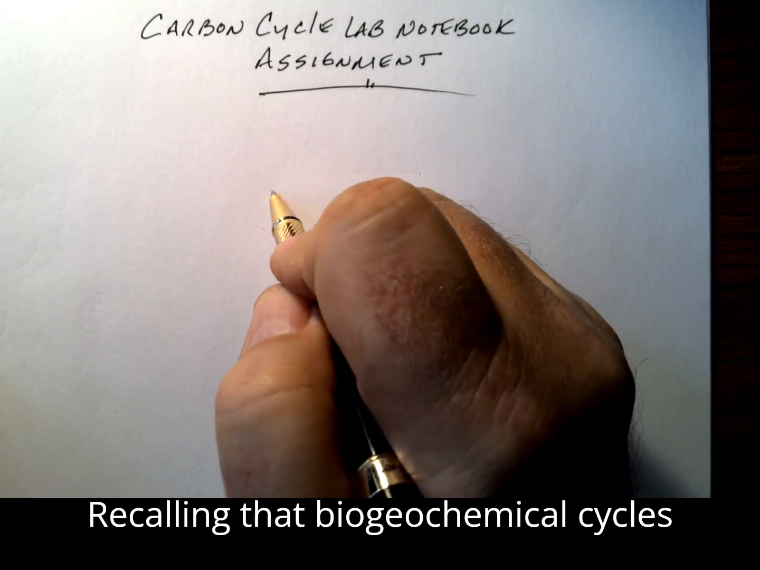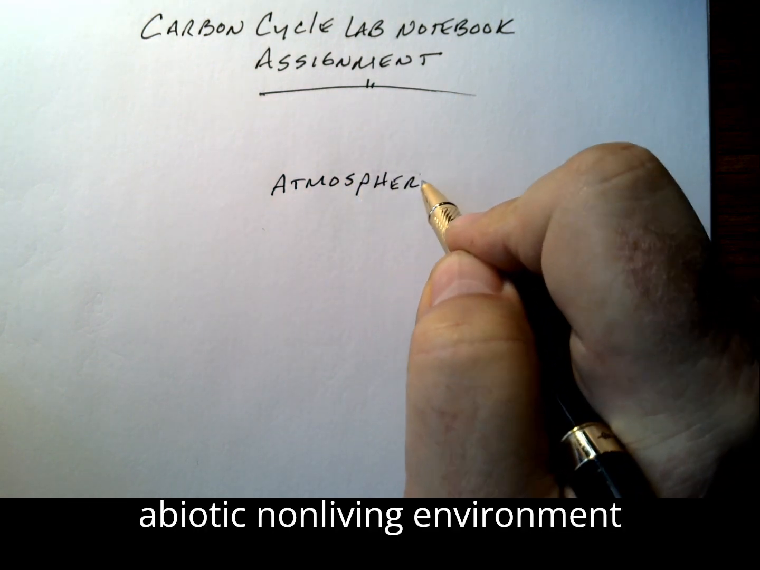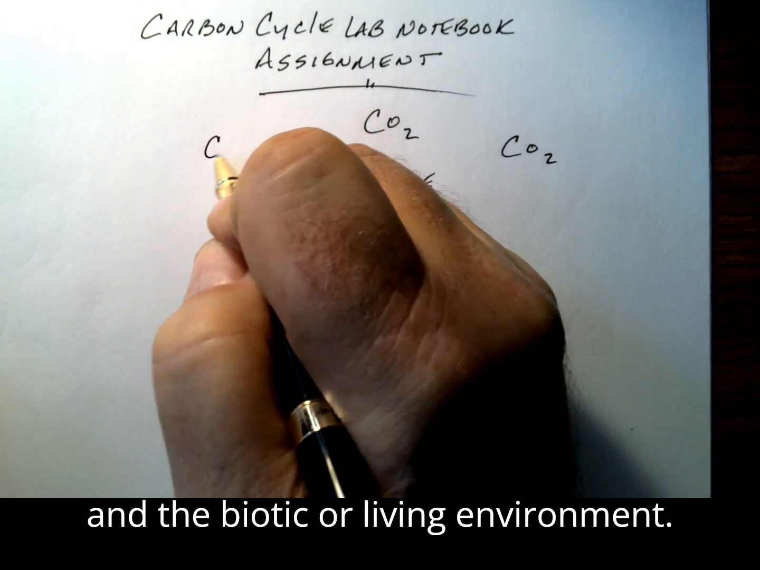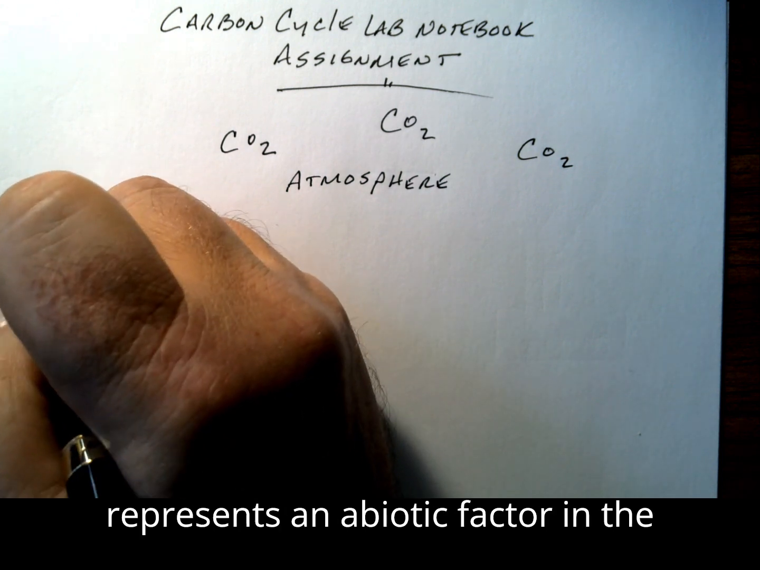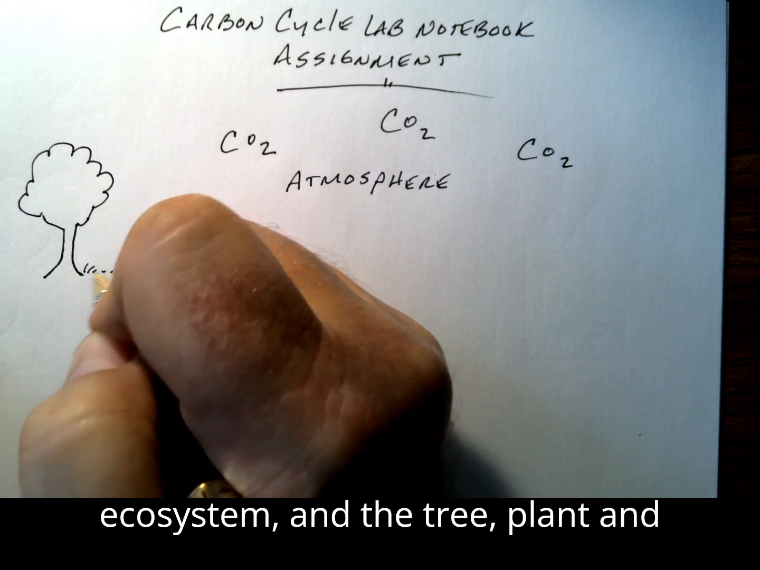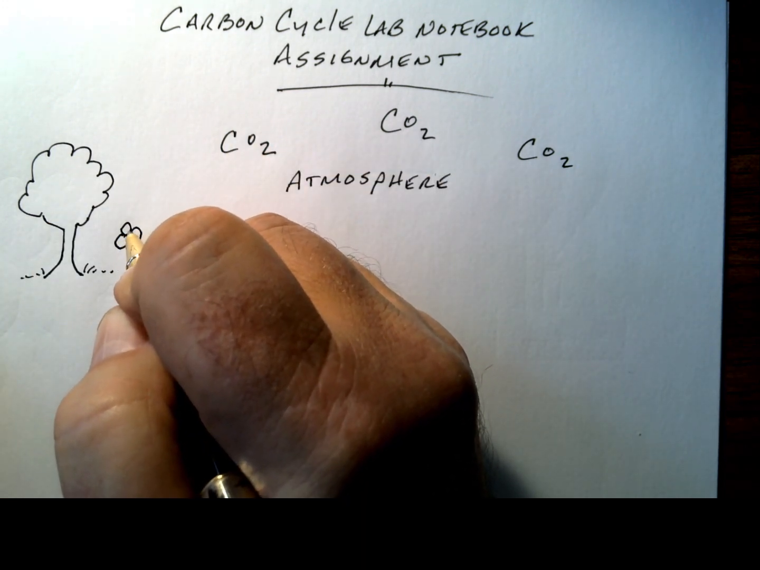Recalling that biogeochemical cycles involve the cycling of matter between the abiotic, non-living environment and the biotic, or living environment. Carbon dioxide in the atmosphere represents an abiotic factor in the ecosystem, and the tree, plant, and raccoon represent biotic factors in the ecosystem.